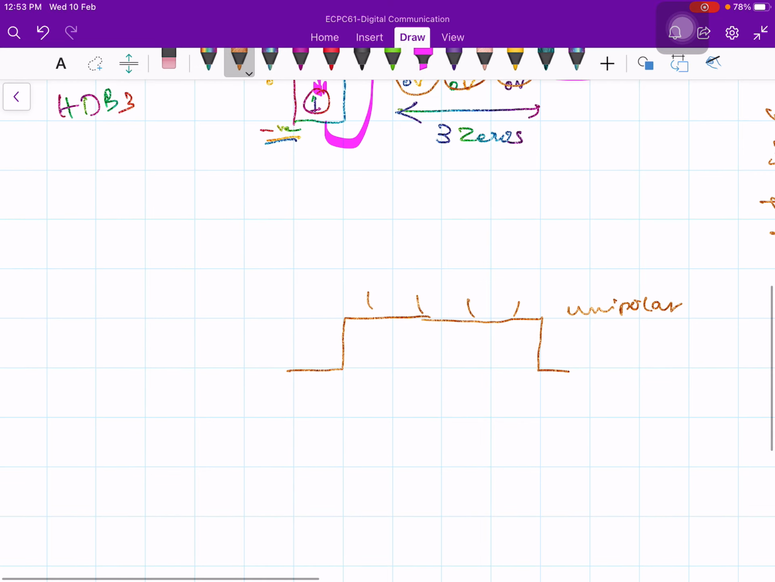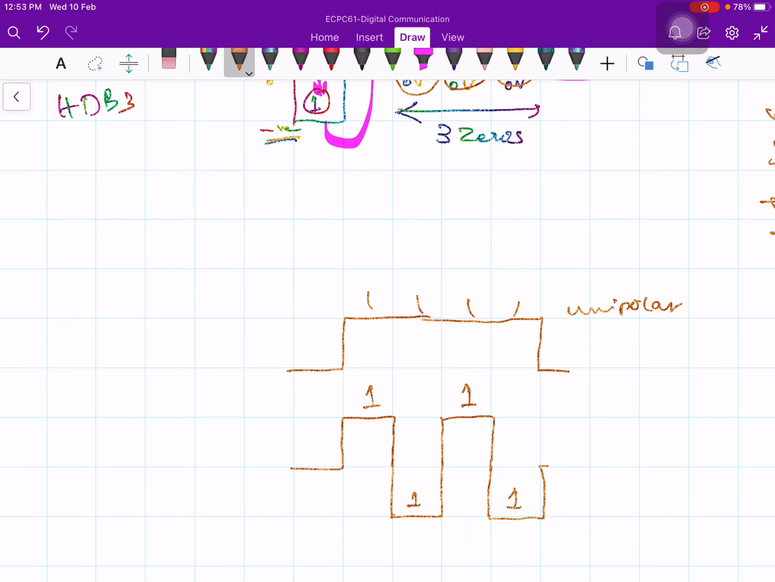But in AMI code, what do you do? For the first one, you send positive voltage. For the second one, you send negative voltage. For the next one, positive voltage, and the next one, negative voltage. This also represents 1, this also 1, this also 1. So you keep alternating between positive voltage and negative voltage in AMI codes. Therefore, the long sequence of 1 is transformed into both positive voltage and negative voltage.